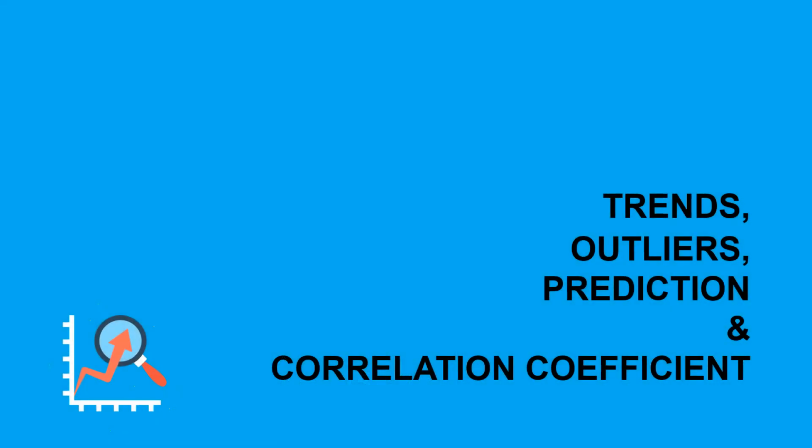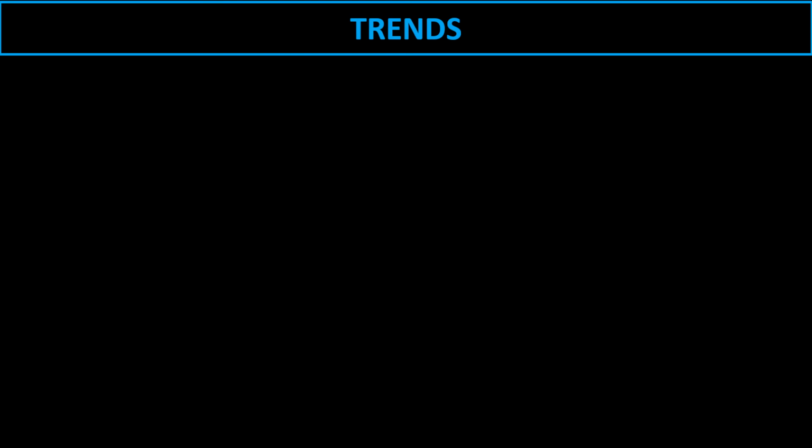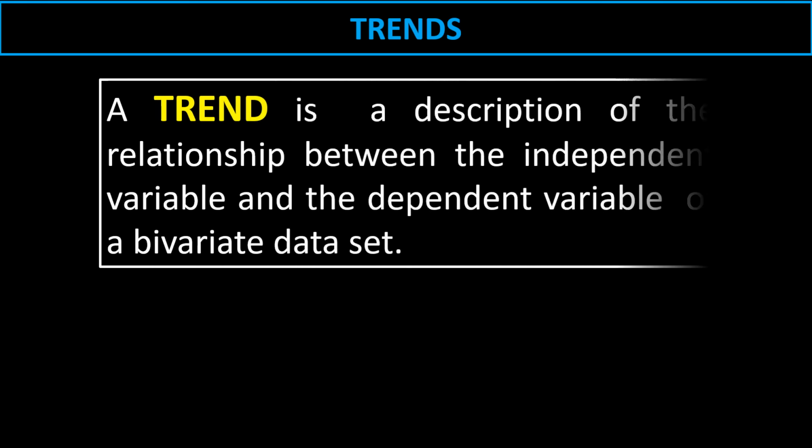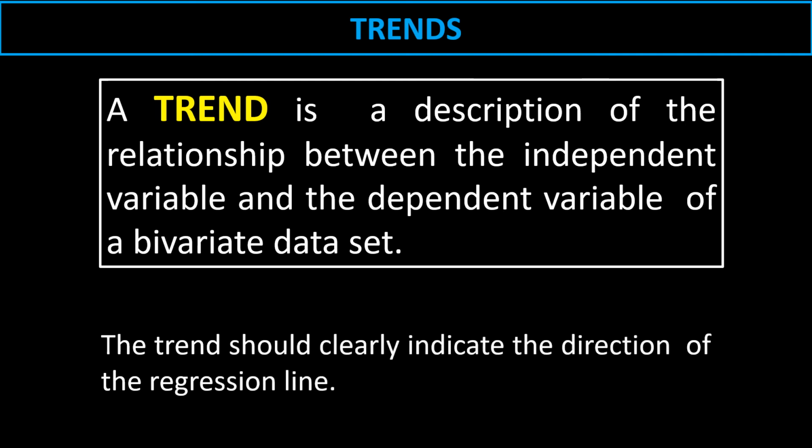Now in this section here, we're going to look at trend, outliers, prediction, and correlation coefficient with some explanation and some examples. One of the things that you need to be able to do is to determine the trend of a relationship. So a trend is a description of the relationship between the independent variable and the dependent variable of the data set. Then it's also clearly the trend description should be of such a nature that you can clearly see what the direction of the regression line or the line of best fit would be.